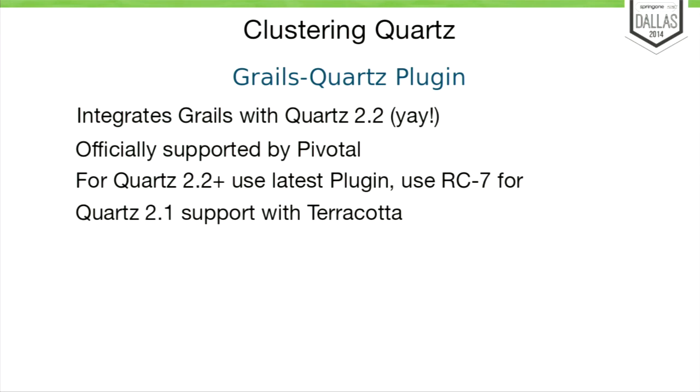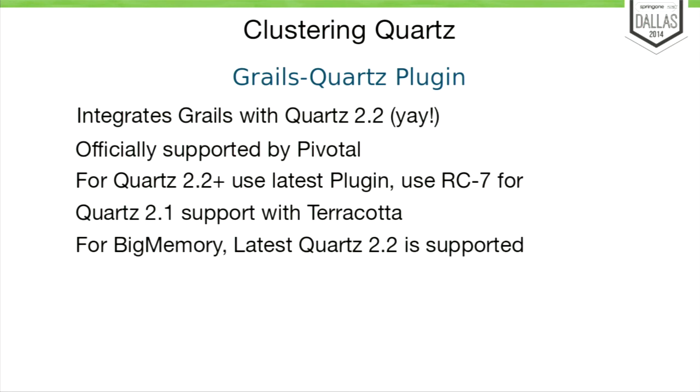RC7. That's the last one that supported Quartz 2.1. You can try to run the newer versions and exclude the jars. That may or may not work for you, since sometimes Grails doesn't like you to mess with the Ehcache versions. For BigMemory, you can use Quartz 2.2. So maybe if they decide to make a free version of that, you could be current.